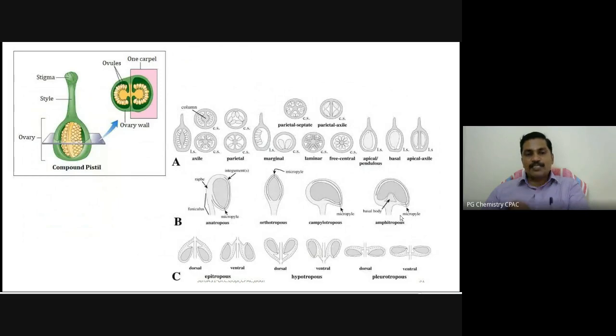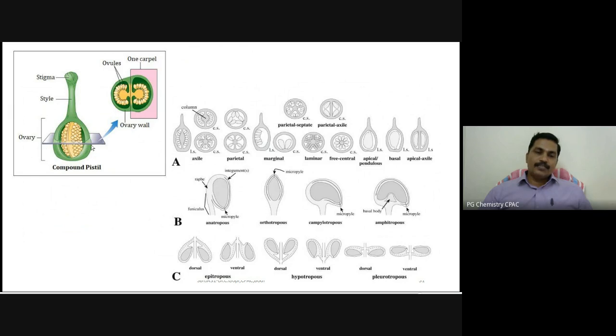Coming to the pistil of the flower, that is the gynoecium. So this is the gynoecium. The gynoecium consists of the lower part, the ovary, the middle part, the style, and the tip part, the stigma. So this is the stigma where the pollen grains are deposited and travel down the style to reach the ovule for fertilization. Okay. So this is the stigma, style, and ovary.